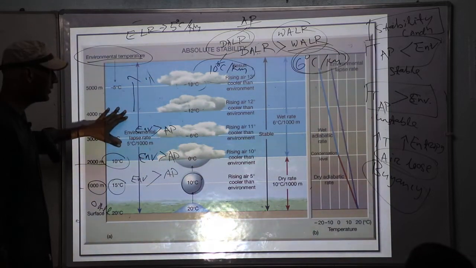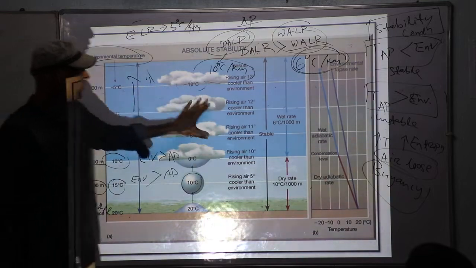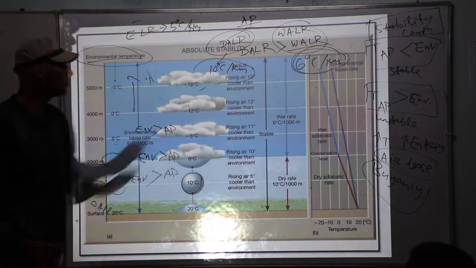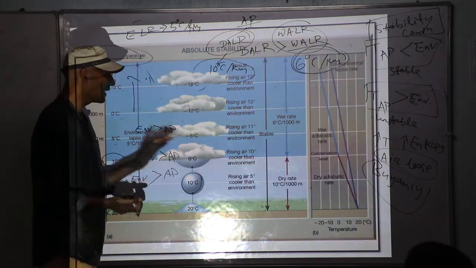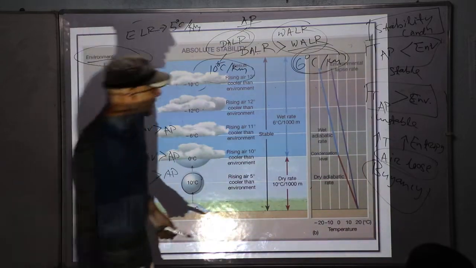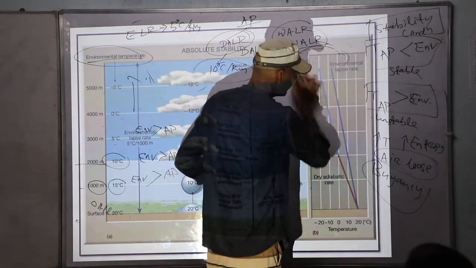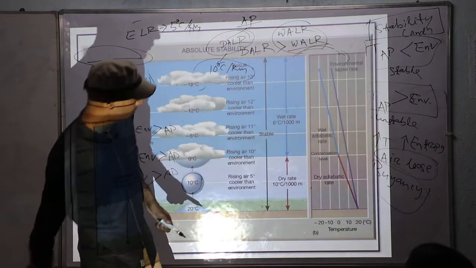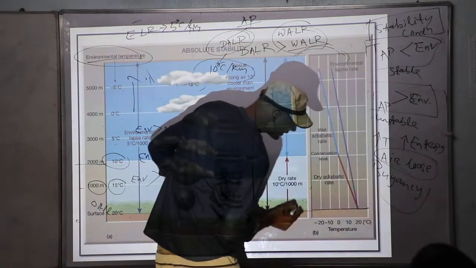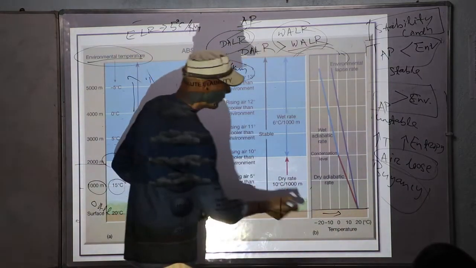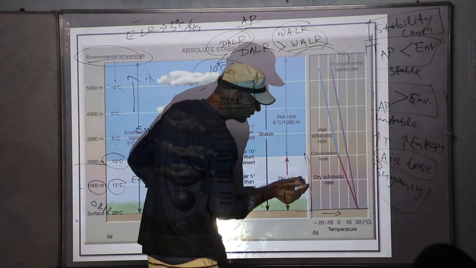the atmosphere or the surrounding has higher temperature with respect to the air parcel or the closed thermodynamic system, as I have told you in the previous case. At every altitude the atmosphere has higher temperature. So you can see the graph here. So this is showing temperature. On the x-axis we are taking temperature, and on the y-axis we are increasing altitude.